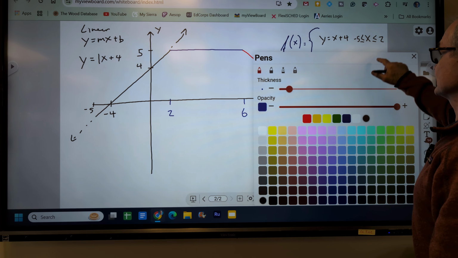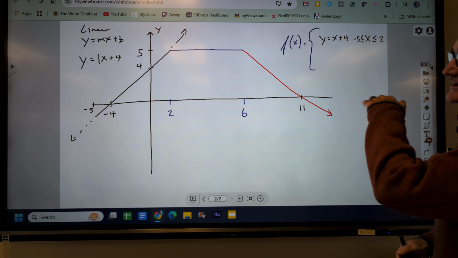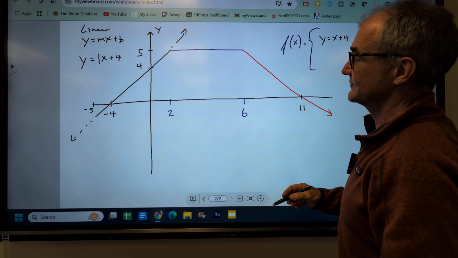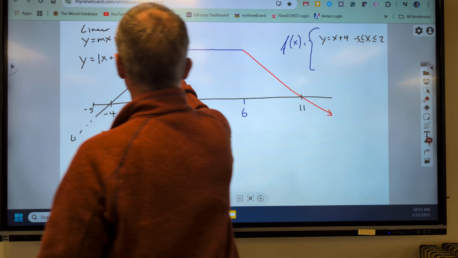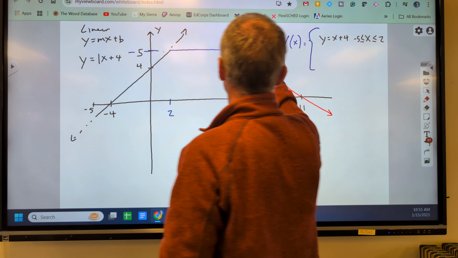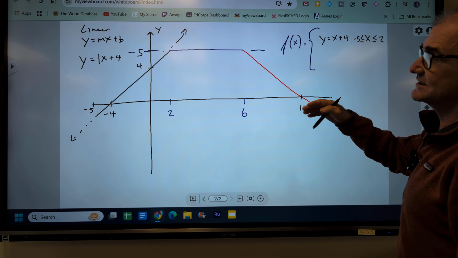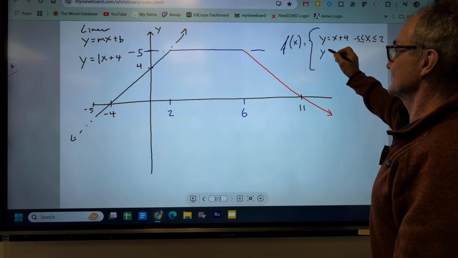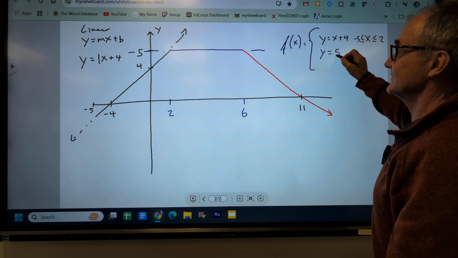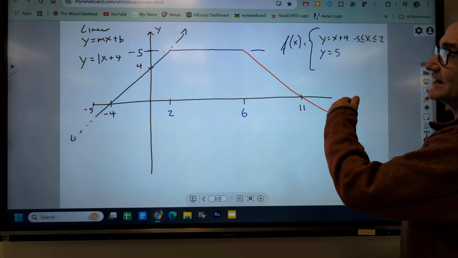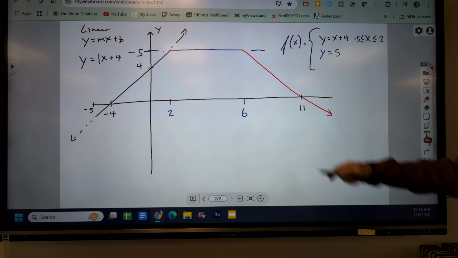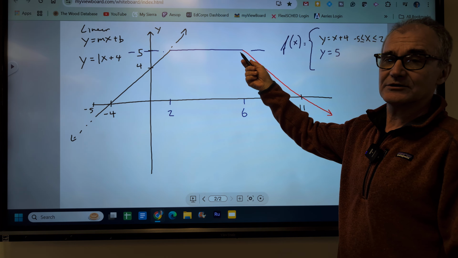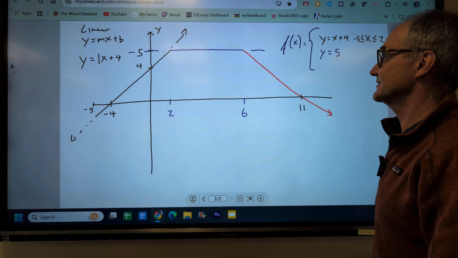Now, let's go ahead and take a look at this blue line right here. This is a horizontal line through 5. This thing goes on forever here. So a horizontal line is going to be y equals 5. That's the y-intercept, and there is no slope. It rises 0 over a run. 0 over anything is still 0.